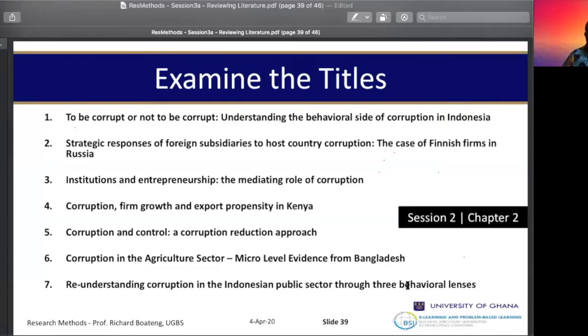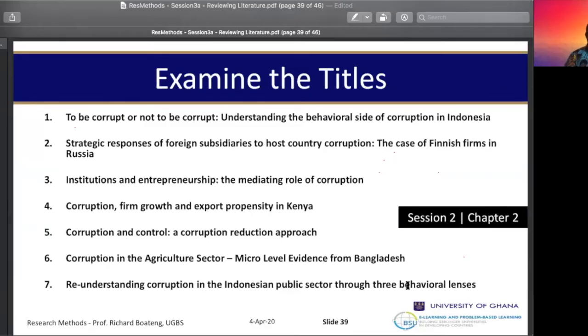Corruption in the agricultural sector, micro level evidence from Bangladesh. I told you that there's level of analysis gap. So the topic is corruption. The context is going to be Bangladesh. The scope is going to be the agricultural sector. But he's looking at the micro level evidence. He's not concerned about the macro level evidence, micro level evidence.